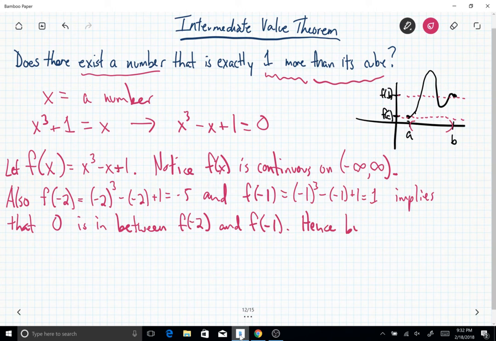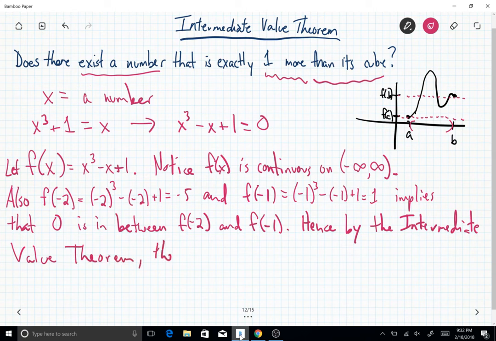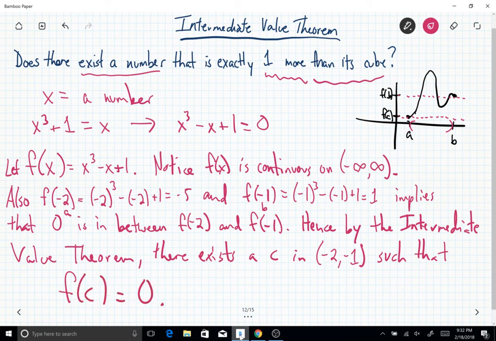Hence, by the intermediate value theorem, there exists a c in which interval? So what is our a and our b? Well, essentially we had negative 2 be our a and negative 1 be our b. So there exists a c in negative 2, negative 1, such that f of c equals 0.